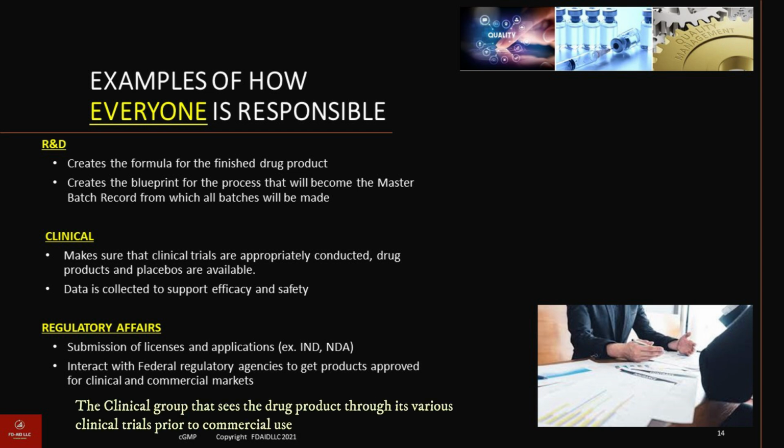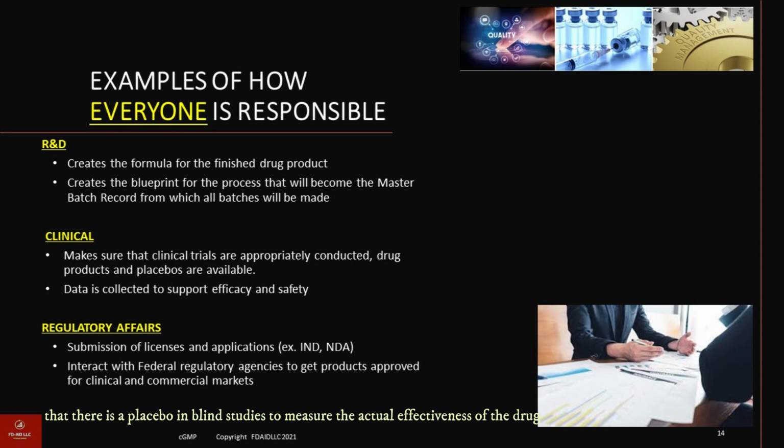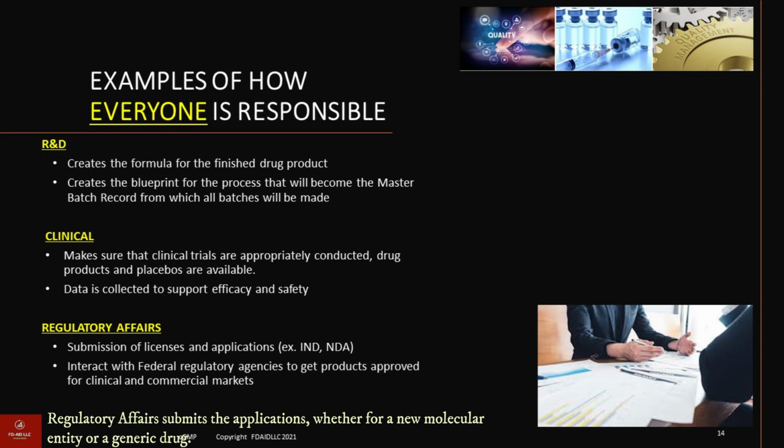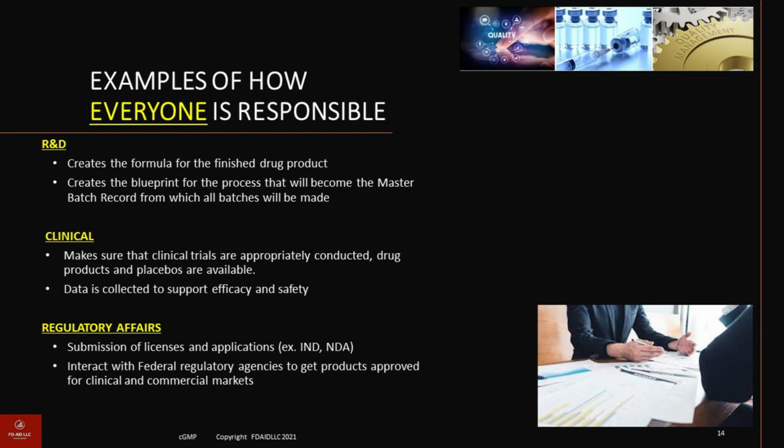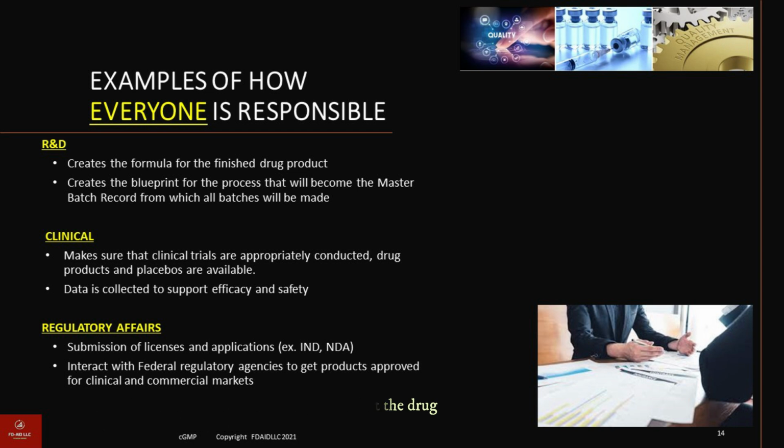The clinical group that sees the drug product through its various clinical trials prior to commercial use makes sure that the clinical trials are conducted appropriately, and that there are placebo and blind studies to measure the actual effectiveness of the drug, and that all necessary safety and efficacy data is collected and available for review. Regulatory Affairs submits the applications, whether for a new molecular entity or a generic drug. They maintain the licenses and interact with the FDA and other regulatory agencies to make sure that all submissions are complete so that the drug can eventually get public access.